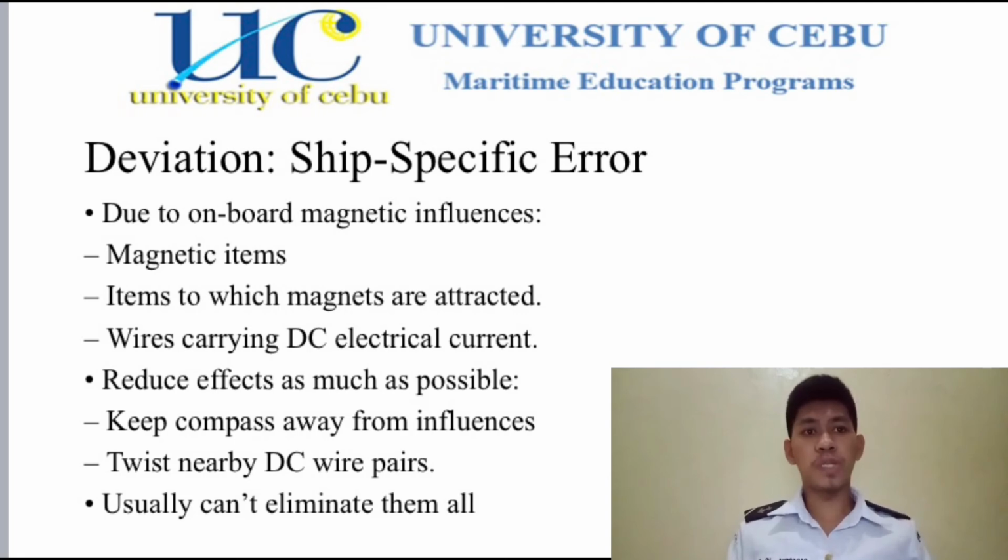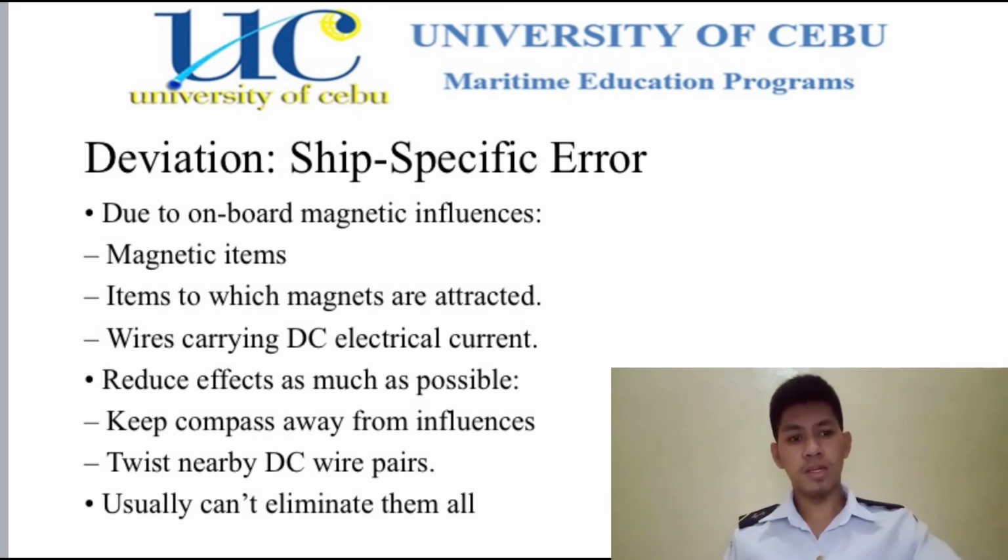Deviation, ship-specific error. Due to onboard magnetic influences, magnetic items to which magnets are attracted, wires carrying DC electrical current. Reduce effects as much as possible. Keep the compass away from influences. Twist nearby DC wires first. Usually you can't eliminate them all.